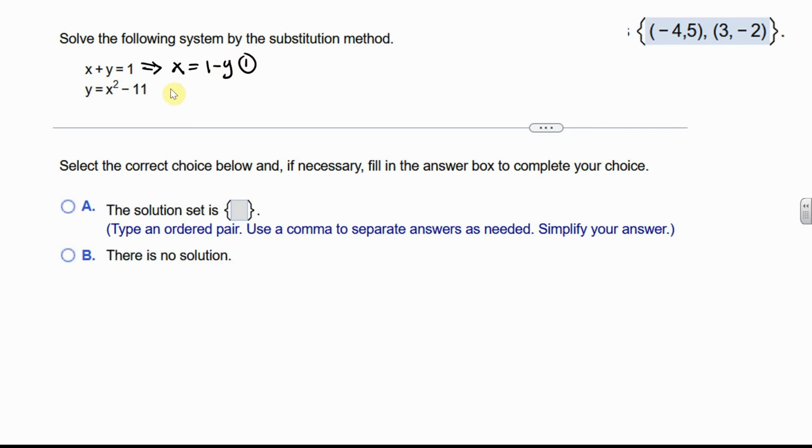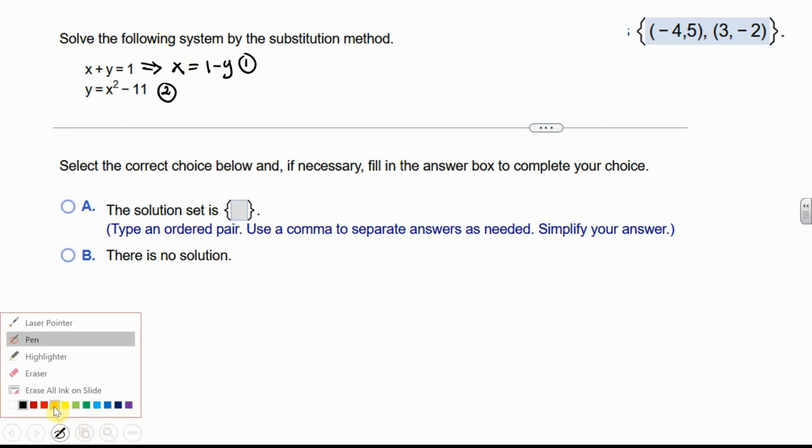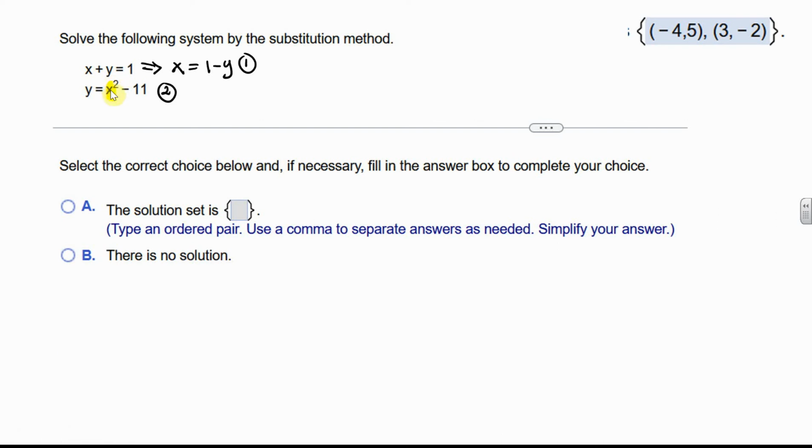That's step number one. Step number two, this is called the variable expression. I'm going to take x equal to 1 minus y and plug it in for that x there. So I have y is equal to x, which is 1 minus y. Since it's a binomial, I put it in parentheses, to be squared, minus 11. Now step number three, just solve for the common variable, which is y. So y is equal to, simplify that, 1 minus y, quantity squared.